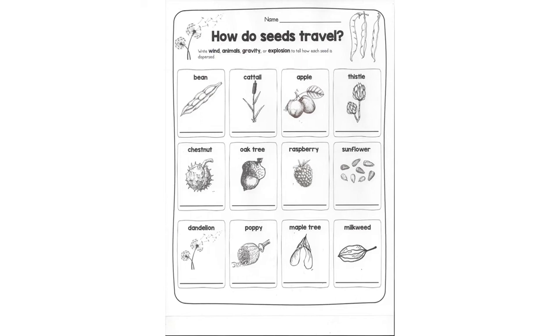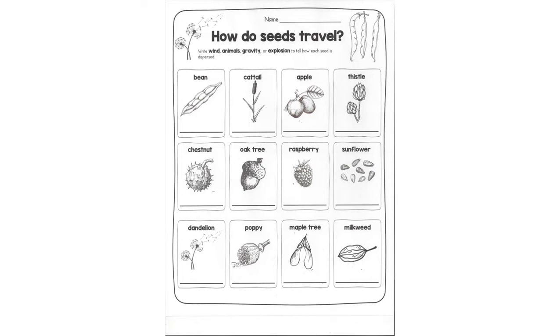Are they blown around in the wind? Are they carried around, stuck to animals' fur? Or are they eaten by animals and then pooped out somewhere else? Or do they just fall to the ground with gravity? Or do they explode open? What do you think? Write one of those four words underneath each one, and then you can come back later and see the answer sheet.